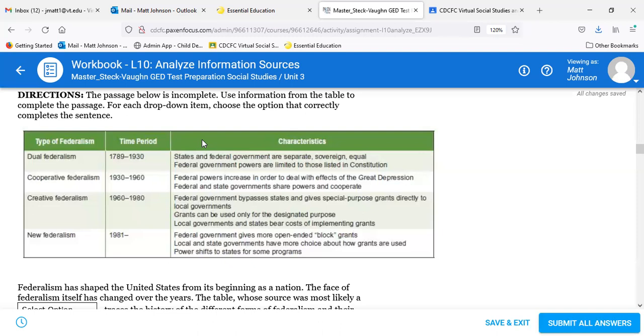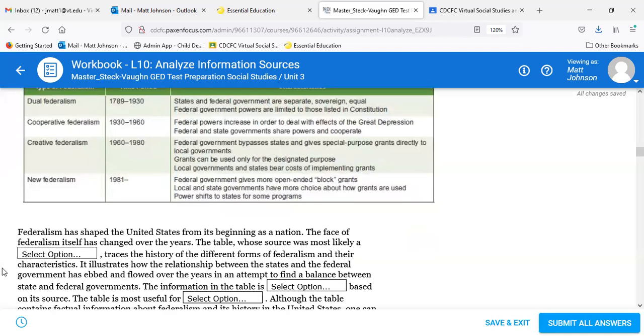Local and state governments have more choice about how grants are used, and power shifts to states for some programs. So some of that is due to having a more conservative administration in that time that's trying to shift the power back to the states to some degree. Okay, so that's our four evolutions of federalism through the course of US history.